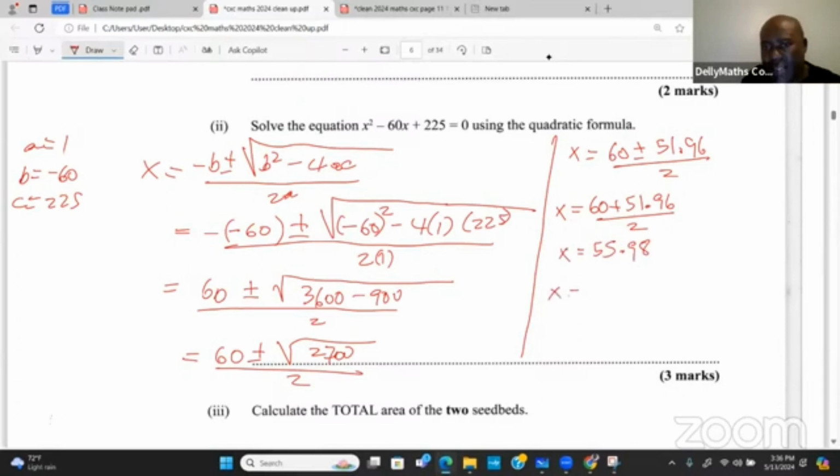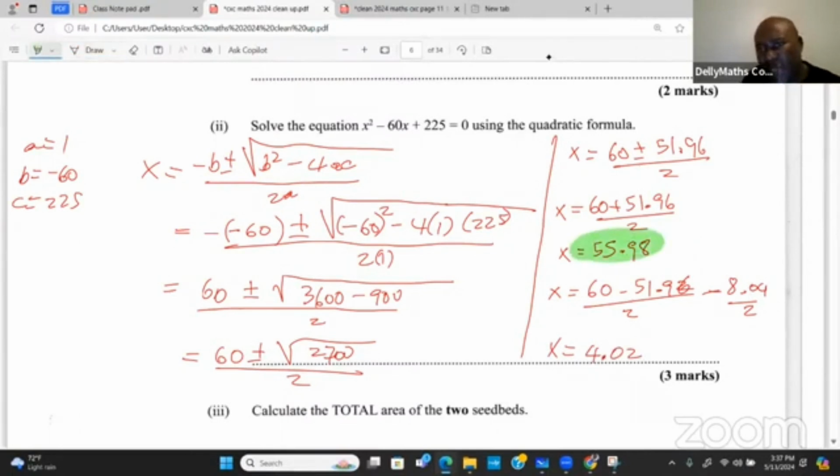And in the second instance, X is equal to 60 minus 51.96 over 2. 60 minus 51.96, so we have 8.04 over 2. So I'm getting X to be 4.02. Okay. All right. So I have two values for X here. I'm just going to highlight them. I have this as a value for X as well as that as a value for X. So we have two values for X right there.